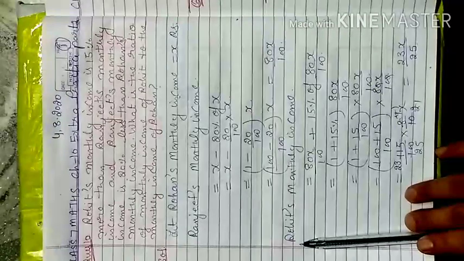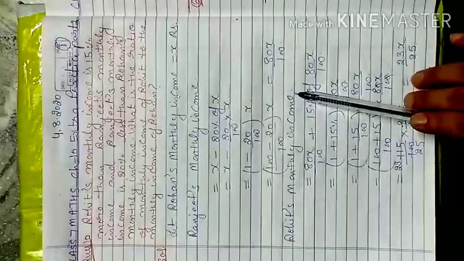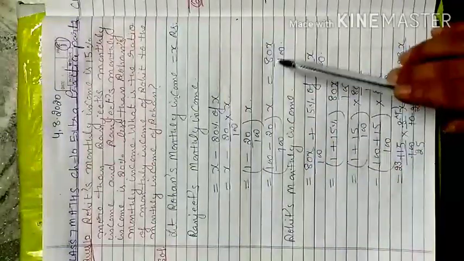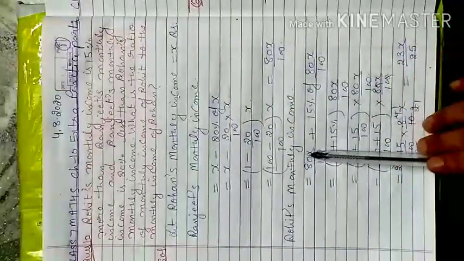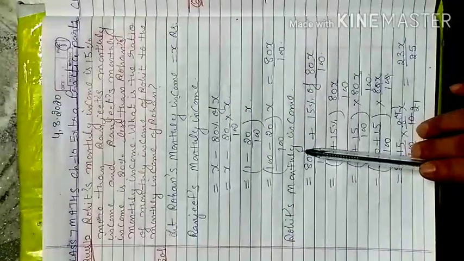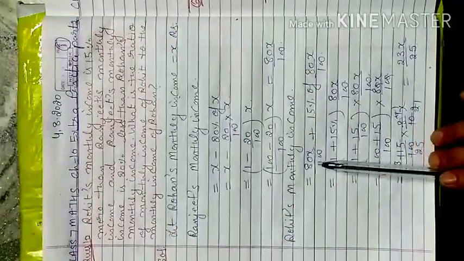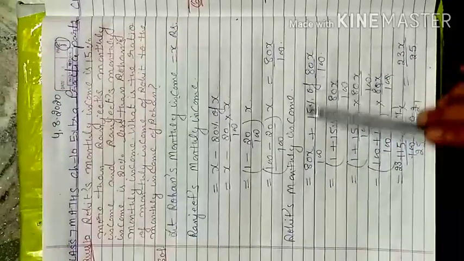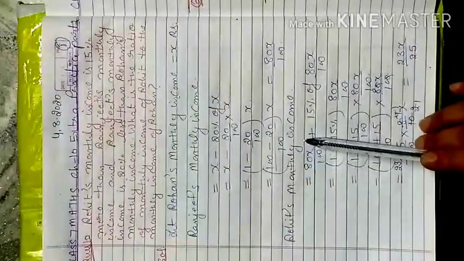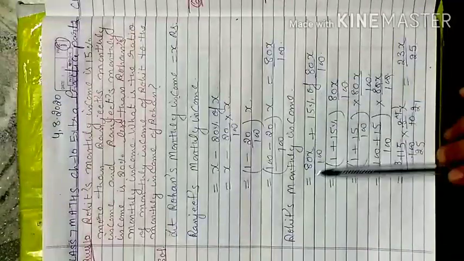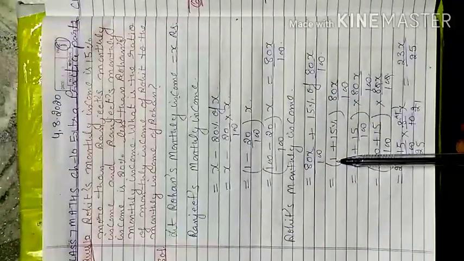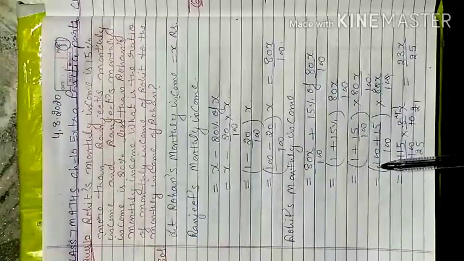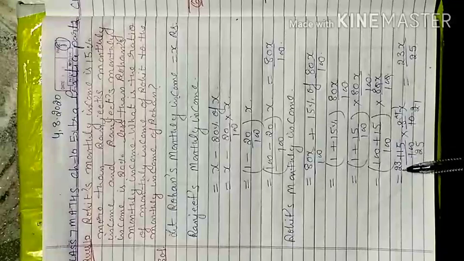Now, what is Rohit's monthly income? Rohit's monthly income is whatever Ranjit's income we get, plus 15% of Ranjit's income, because Rohit is 15% more than Ranjit. So we take 80X by 100 common. What is left? 1 plus 15%. Percentage changes into 100, we take the LCM: 100 plus 15 by 100.